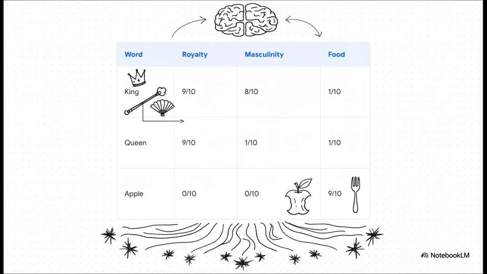King and queen? They both get a 9 out of 10 for royalty, meaning the LLM mathematically sees that they're very similar and should probably be grouped together. Meanwhile, apple gets a 9 out of 10 for food. These massive, multidimensional lists of power scores are called embeddings, and they are absolutely crucial because they give those plain numerical IDs a rich contextual meaning.